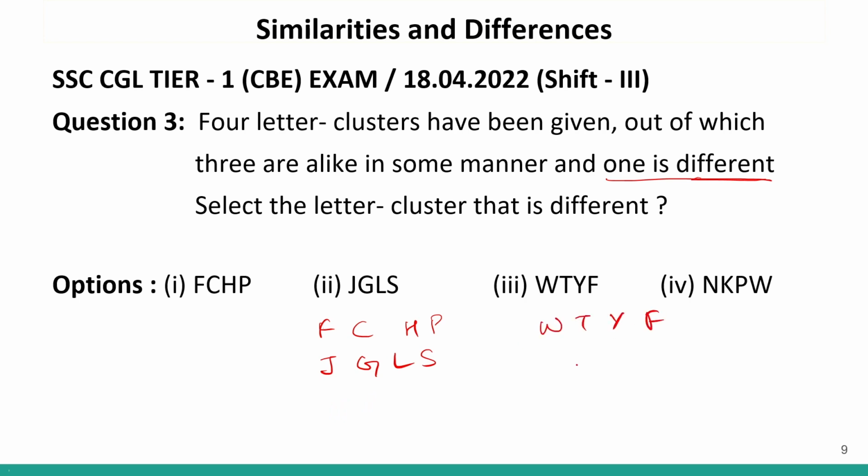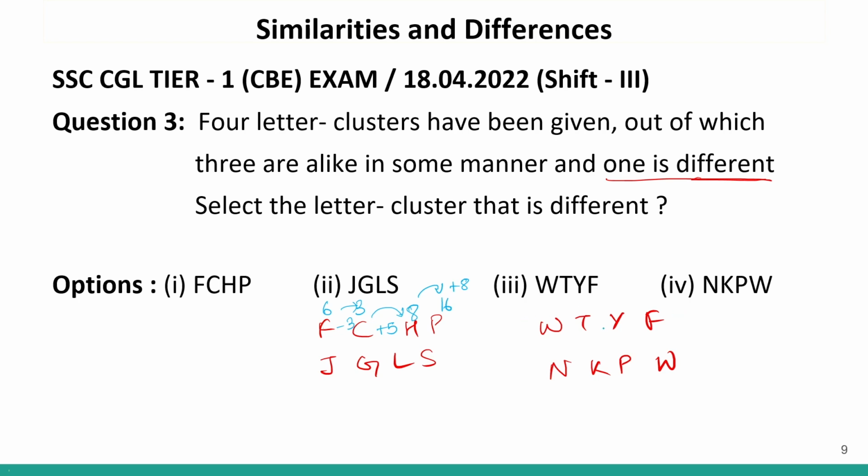WTYF is one series, and NKPW is one series. And we have to find out which of these does not follow the same logic as the 3 others. Now, if I'm going to give them forward ranks, okay? If I give them forward rank, F will be 6, this will be 3, H will be 8, and P will be 16. So here I can see an addition of 8 ranks. Here I can see an addition of 5 ranks, and here I can see a reduction of 3 ranks.